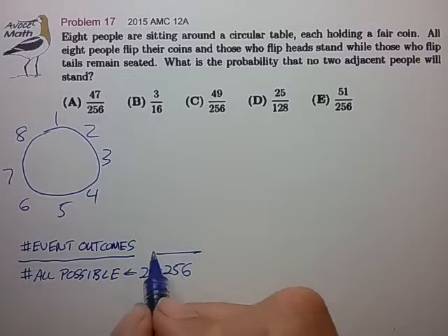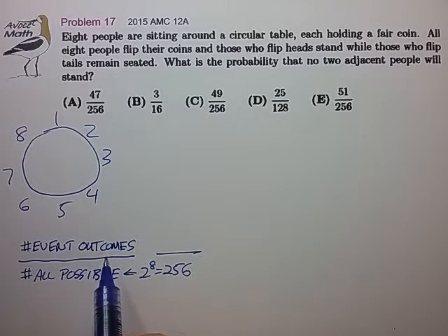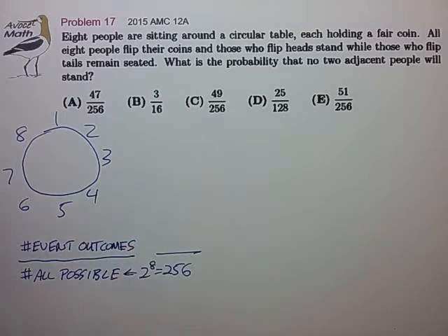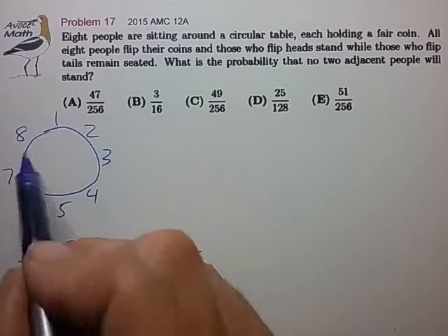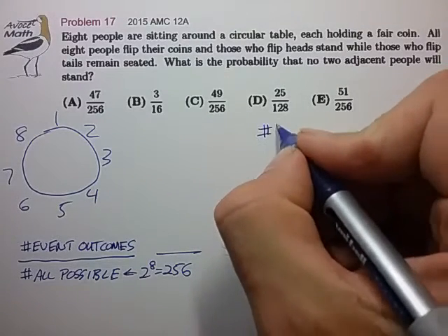So let's now try to calculate the numerator here, the number of event outcomes that satisfy the condition that two heads are never adjacent to one another. So that seems kind of complicated, and I don't really see a way to do that in one pass. So we're going to have to do this in cases. And so let's try to organize this in terms of cases based on the number of heads that are showing up.